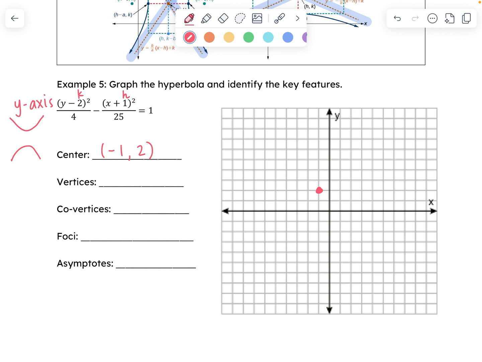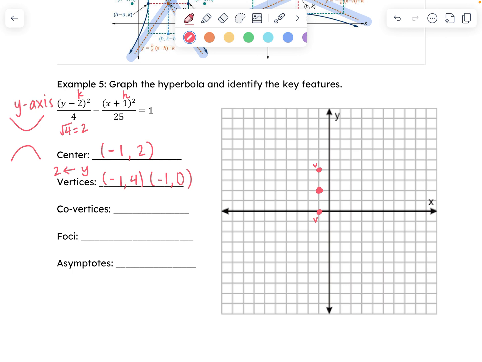Okay, in this one, it doesn't matter which number is bigger, it matters which one comes first for you finding your vertices. So the 4 is first, that's what's going to give us our vertices. I'm going to do the same square root of 4 to get me 2, so this 2 is going to be added to the y value and subtracted from the y value of my center. So that means I'm going to go up 2 and down 2 to get my vertices. So -1, 4, and -1, 0.